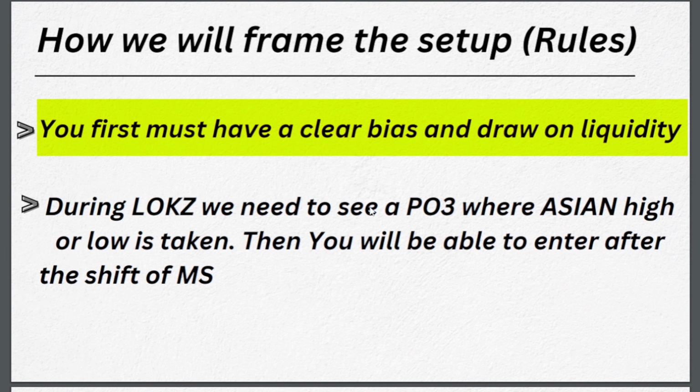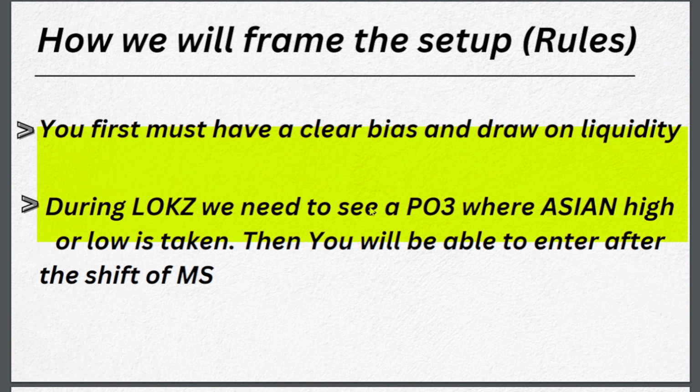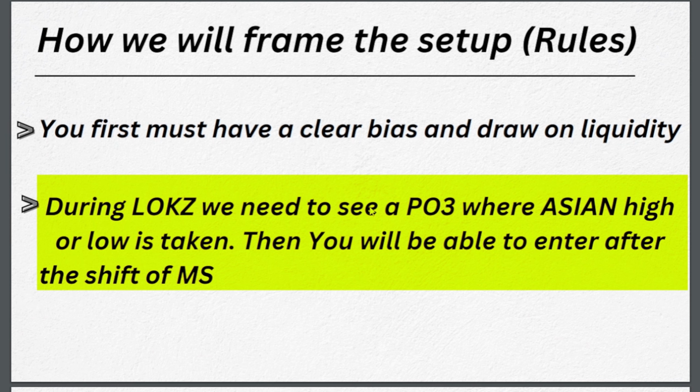First of all, we must have a clear bias and enough liquidity, and during the London kill zone we need to see a power of 3 where the Asian high or low will be taken out, and after that we will wait for the market structure shift and then we can enter our position.